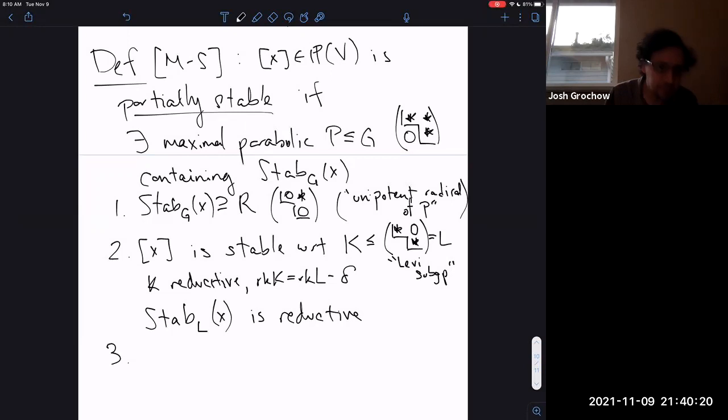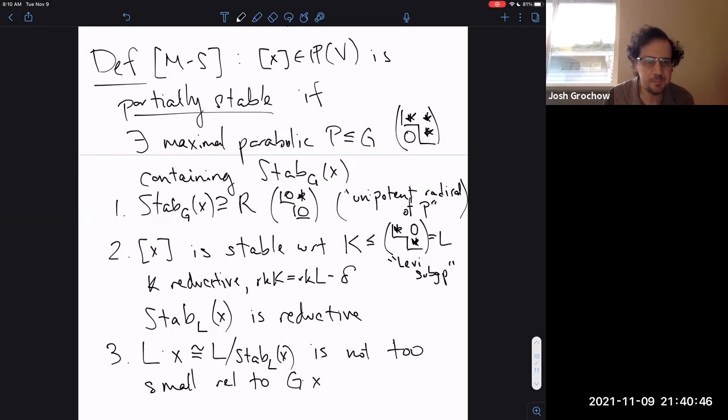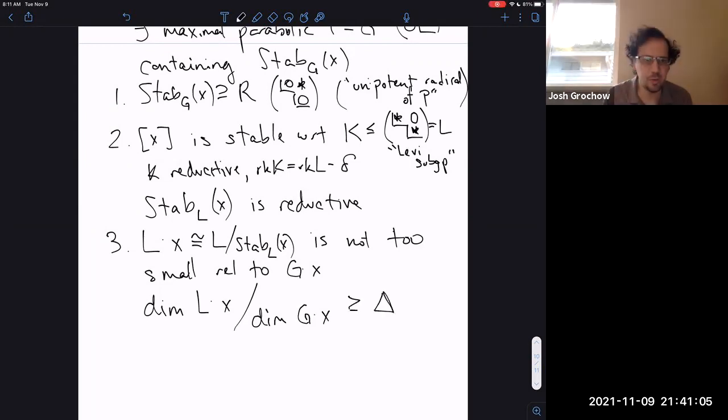And finally, the L orbit of X, which is isomorphic to L mod the stabilizer in L of X, is not too small relative to the G orbit of X. And more precisely, we can say the dimension of the L orbit over the dimension of the G orbit is at least some delta, or this is another parameter.